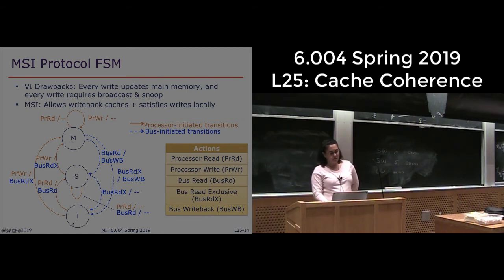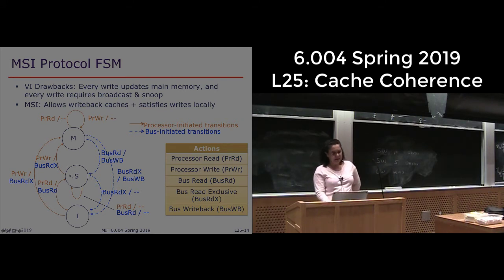Okay, so if I'm in the invalid state and my processor wants to do a load, then the processor is issuing a processor read command, which in turn is going to have me issue a bus read request on the bus, and I'm going to then move into the shared state.